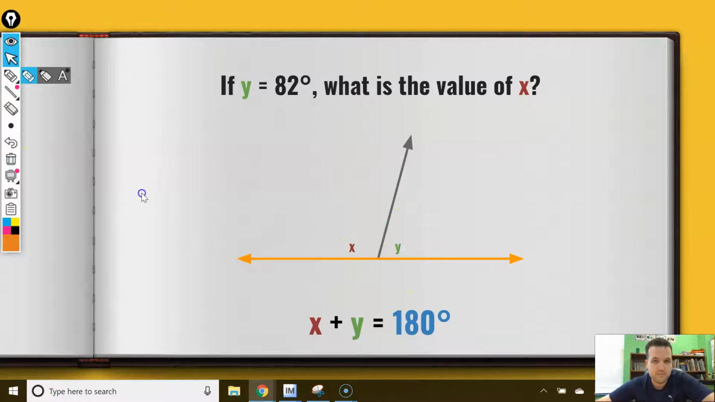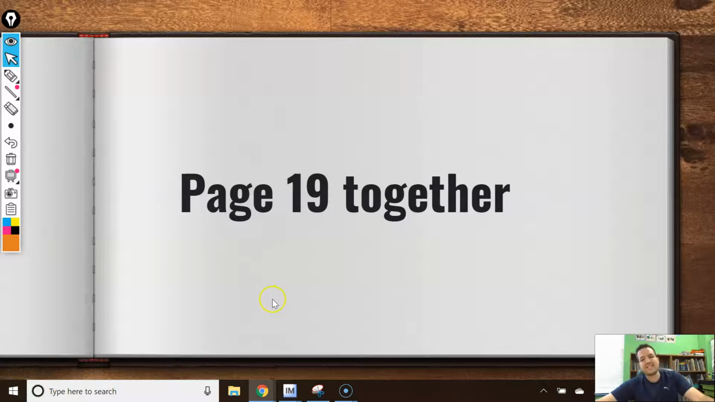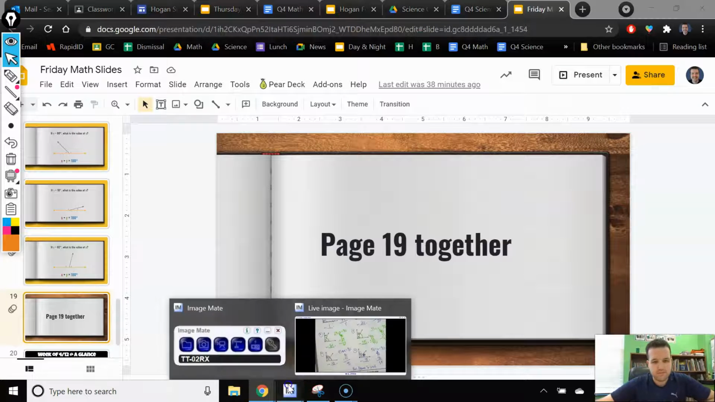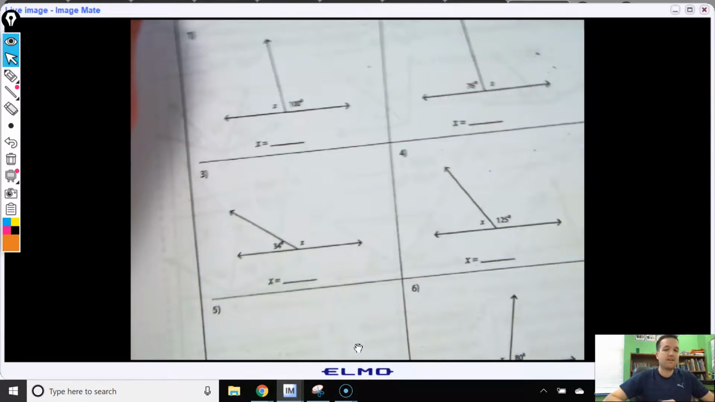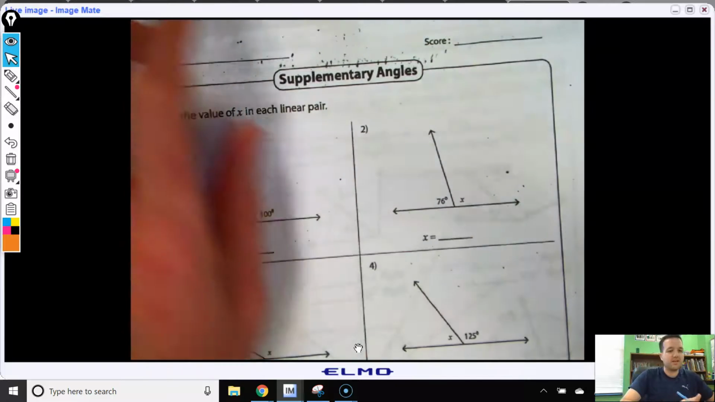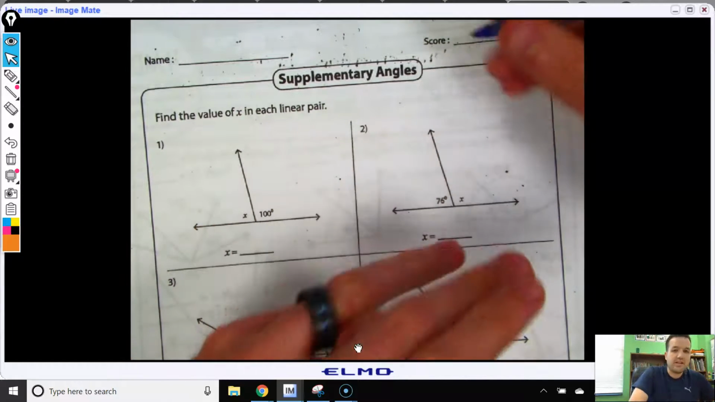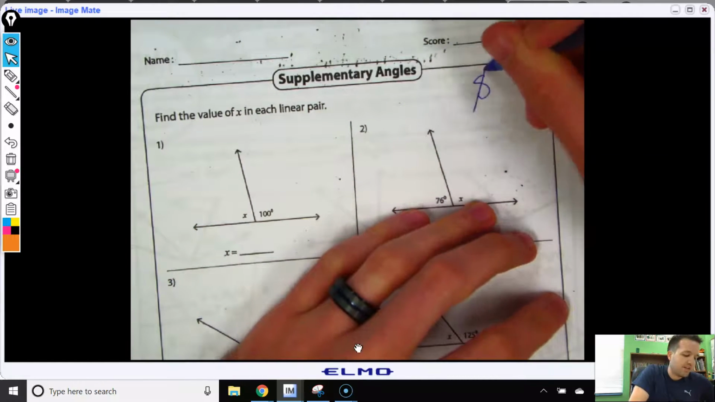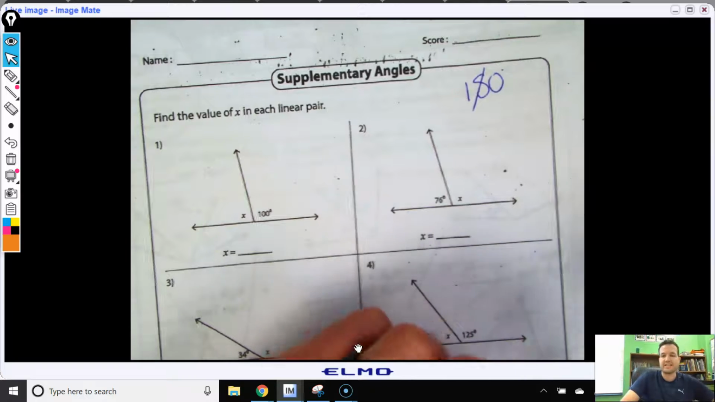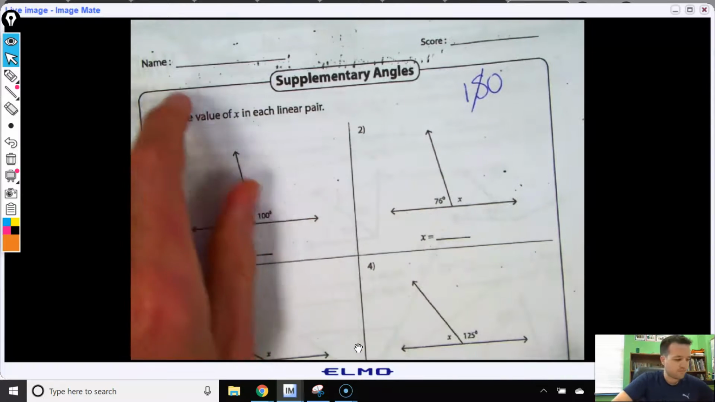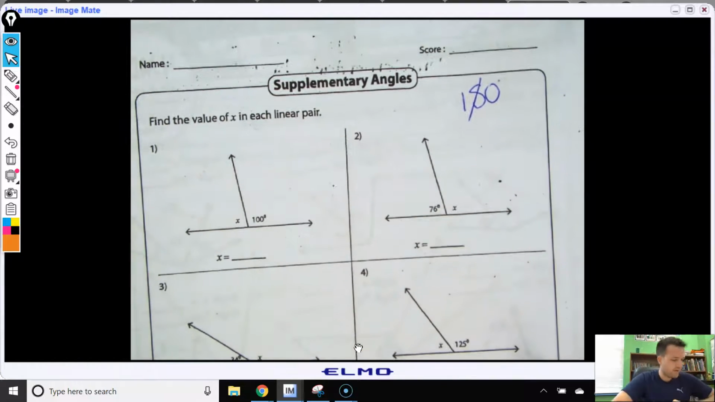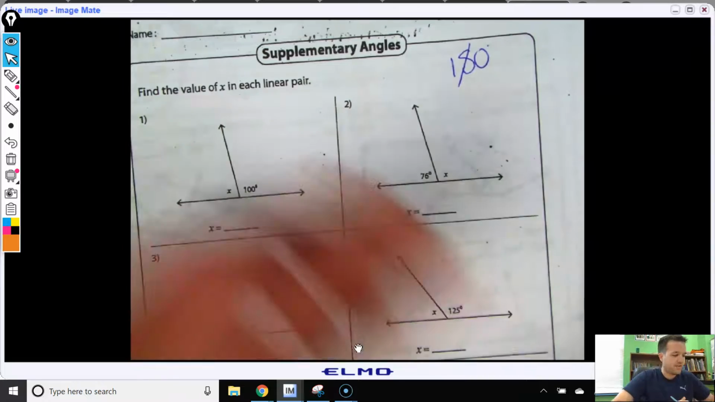Okay, go to page 19. This is one of the last things that we're going to do together, and then we're going to actually talk about your independent work. So, page 19 is all supplementary angles, and supplementary angles all add together to give you 180 degrees as the sum. So, I'm going to do number 1 and 2 with you, and you are going to be doing 3 through 8.